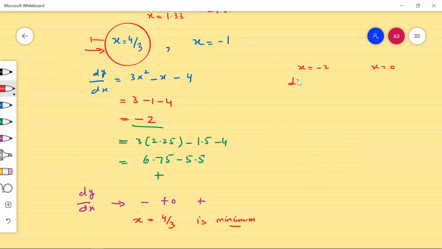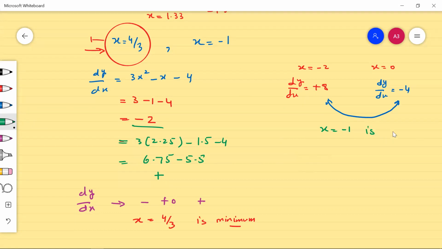First, dy over dx. Put minus 2: 4, 4, 3 times 4 is 12, 12 plus 2 is 14, minus 4 is 8. It is plus 8. And when you put 0, 0 minus 4, the dy over dx becomes minus 4. So if you look at this, dy over dx is changing sign from positive to negative. So the point x equal to minus 1 is a maximum point.